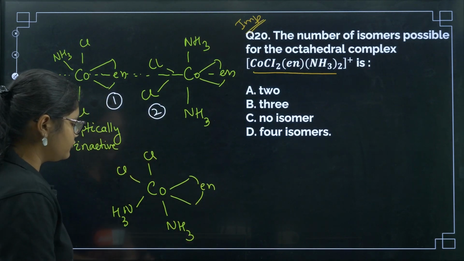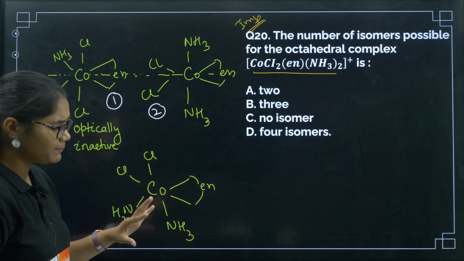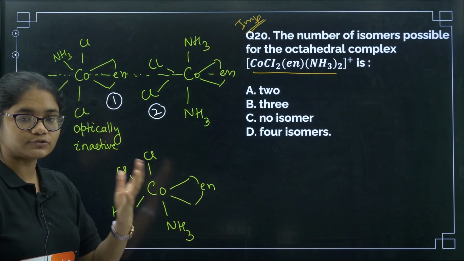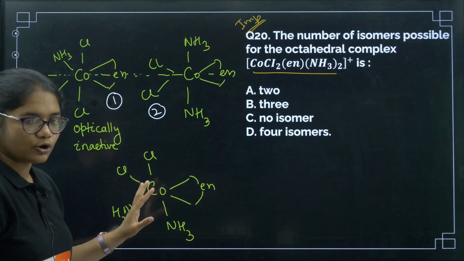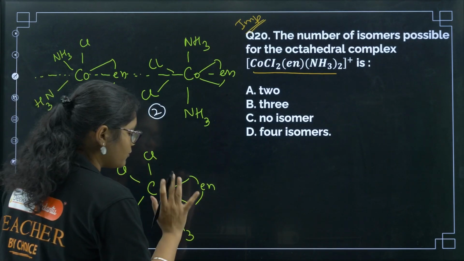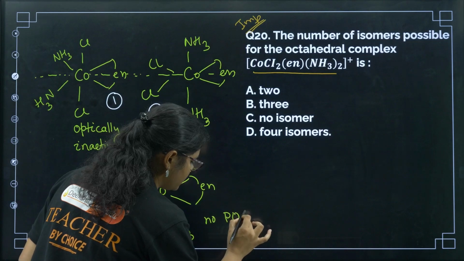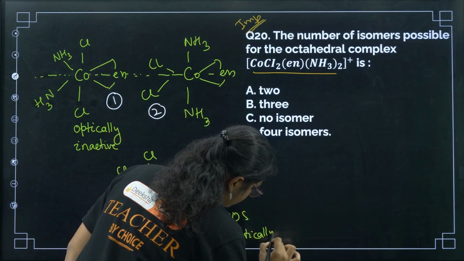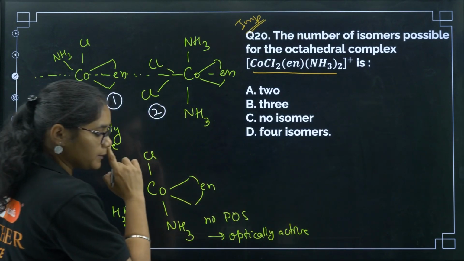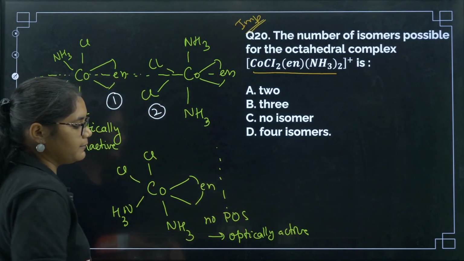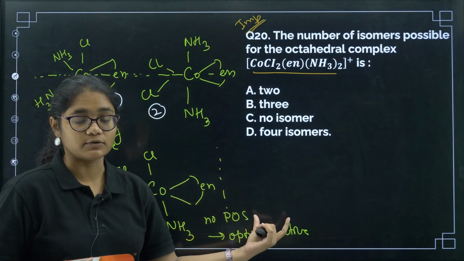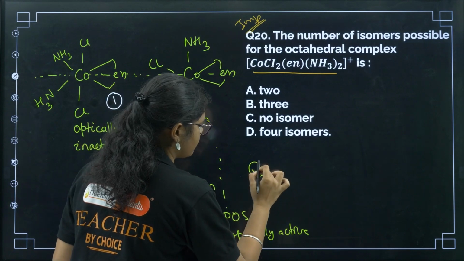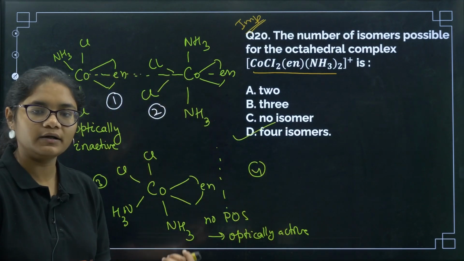Now if you see, we do not have any plane of symmetry here. There is no plane in this molecule in which you can divide the molecule so that both the halves will be equal. That means if there is no plane of symmetry, it is optically active. Now if it is optically active, then it will have a mirror image, which is also an enantiomer, right? So we will get 1, 2, 3 and its mirror image 4. So total 4 isomers, option number D.